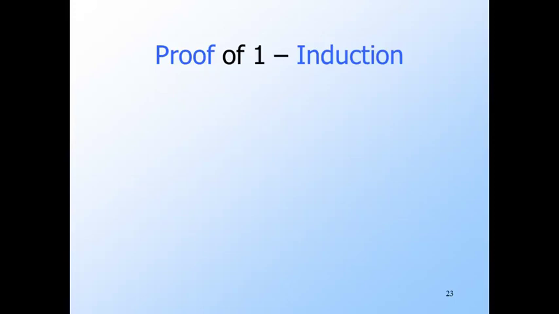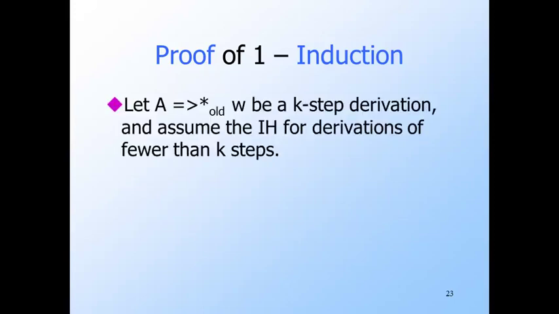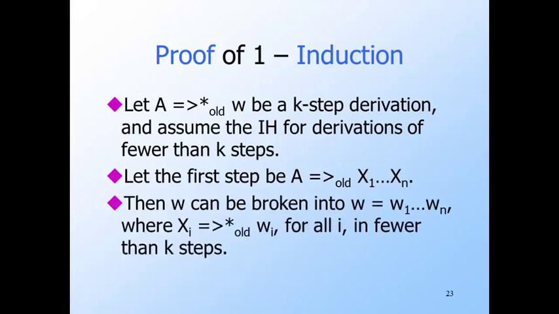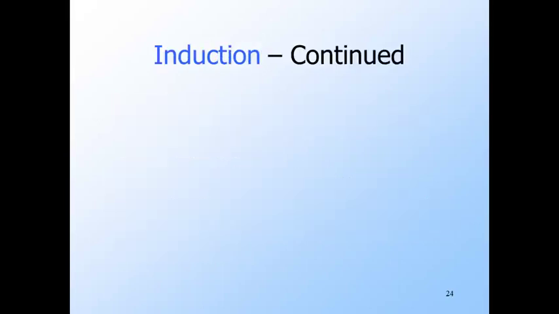Now let's do the induction. Assume the inductive hypothesis for derivations of fewer than k steps, and suppose W is derived from A in k steps of the old grammar. The first step of this derivation must be A replaced by the body of some A production. Assume this body consists of symbols x1 through xn. Then we can break W into W1 through Wn, where each Wi is the portion of W that either is xi, if xi is a terminal, or is derived by xi, if xi is a variable. All these derivations from variables are in fewer than k steps.